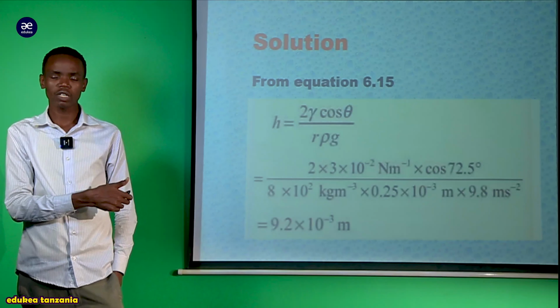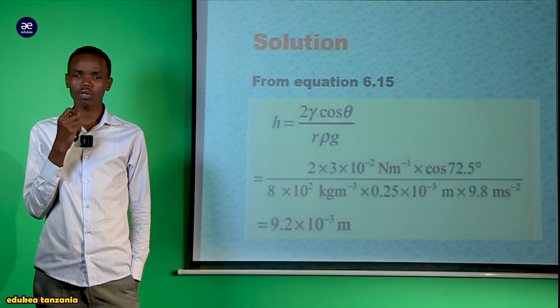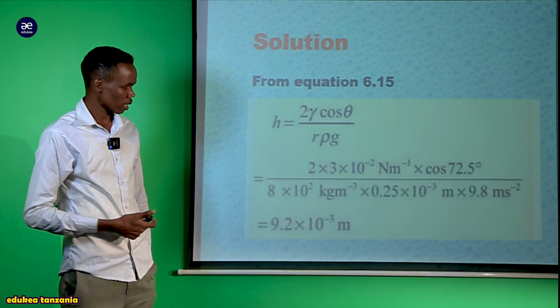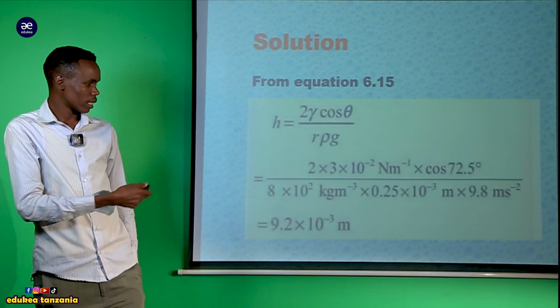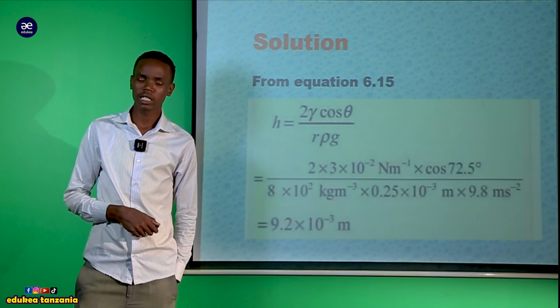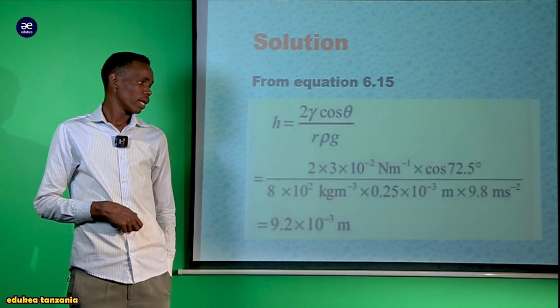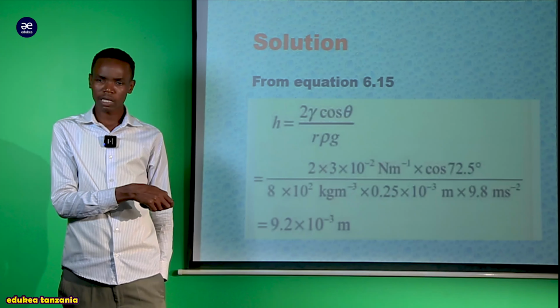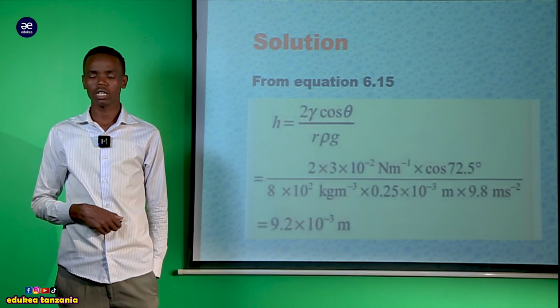For r we have the value, which is equal to 0.25. Now we are supposed to convert it into meters because we were given it in centimeters. When we convert, we get 0.25 exponent negative 3 meter. The density we have is equal to 80 exponent 2 kilogram per meter cube. Now we multiply it by the acceleration due to gravity, which is constant.